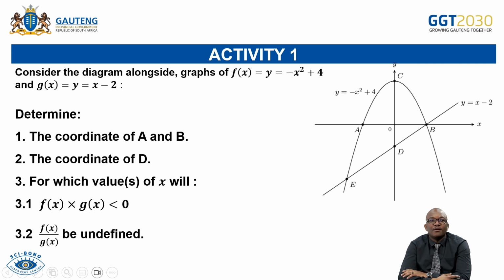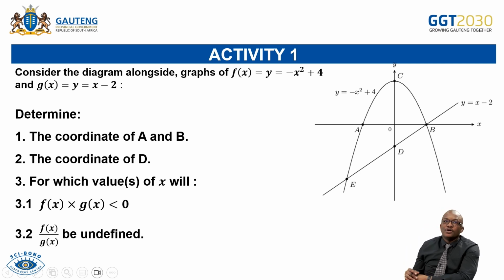We're saying, consider the diagram alongside. The graph of f of x, which is equal to y, equal to negative x squared plus 4, and g of x is equal to y is equal to x minus 2. Those are the two graphs. You can see that we have a straight line and we also have your quadratic or parabolic function.